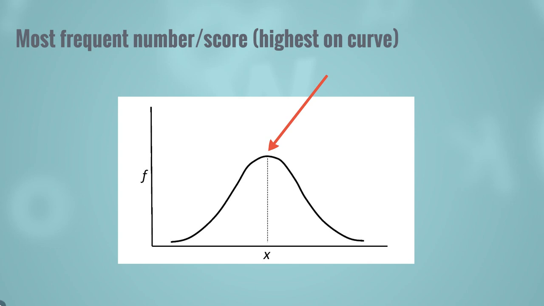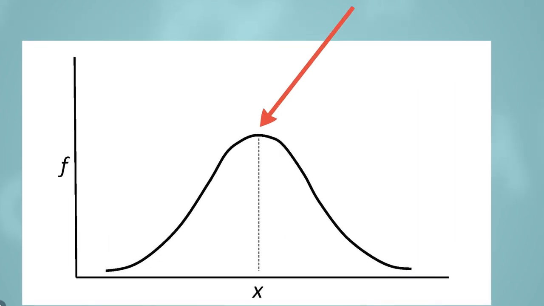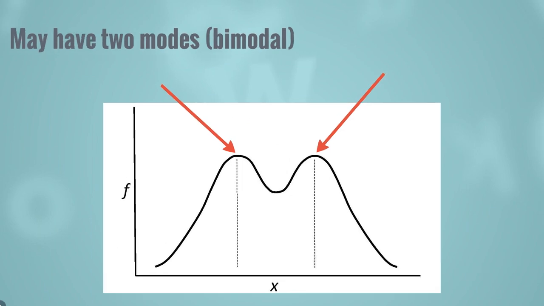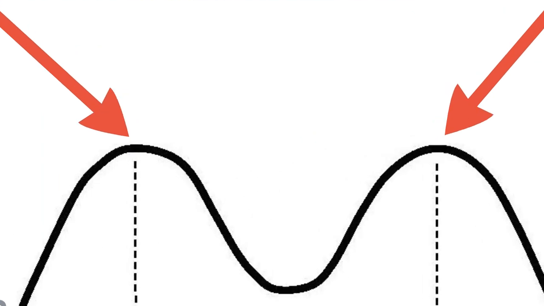On this curve, the mode is the value of x where the data are most frequent, whether x represents a test score, height, weight, and so on. The mode will always be the highest point on the curve. Sometimes you get a bimodal distribution, one in which there are two high points. On randomly generated data, however, bimodal is rare.